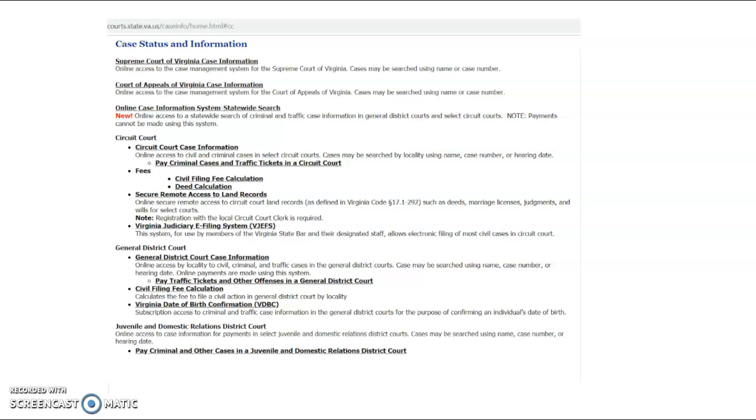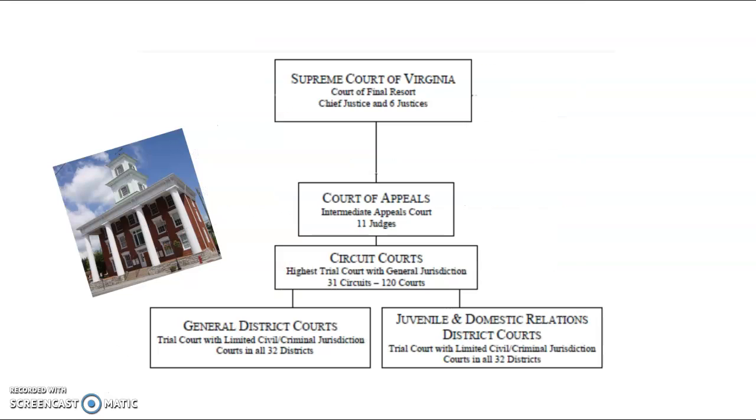Then we have the Court of Appeals, and I'm going to switch over to this one because it's a little bit easier to look at. The Court of Appeals is below the Supreme Court. The Court of Appeals, they deal with domestic relation matters, appeals from decisions of an administrative agency, traffic infractions, and criminal cases, except where the death sentence has been administered.